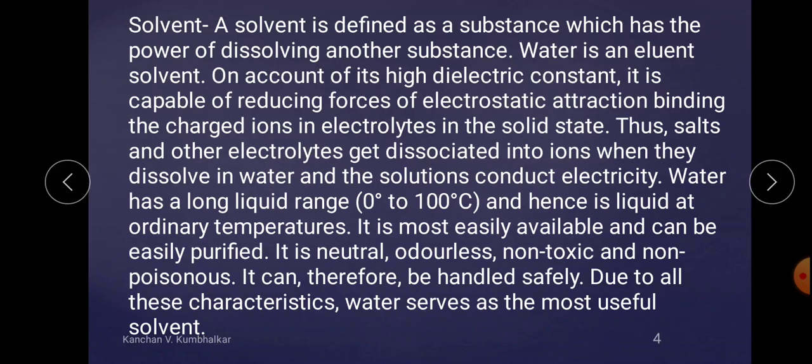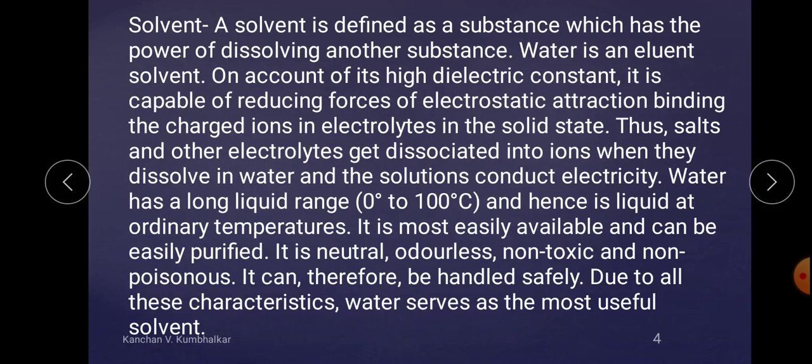If it is high, it is known as a high dielectric constant. If it is low, it is considered a low dielectric constant. A solvent with a high dielectric constant is considered a good quality solvent. The highest dielectric constant is that of water, and hence water is considered the best solvent. There are some other reasons also why water is the best solvent. So let's check them out.